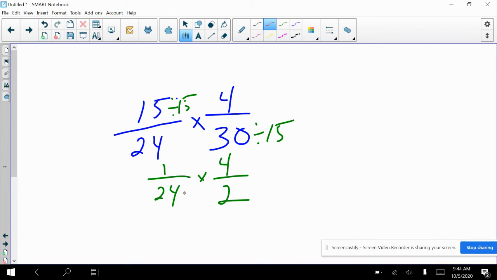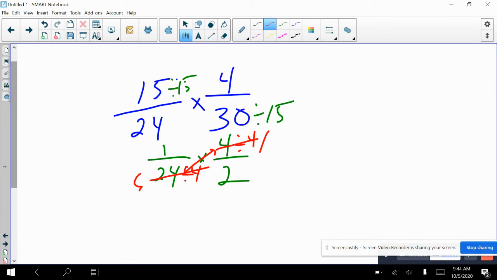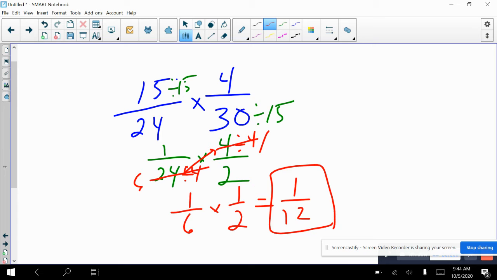Tessa? What goes into 4 and 24 evenly? Andy? Very good. So we'll do 4. This would be 6. This would be 1. So now our real problem that we're trying to solve comes down to 1/6 times 1/2, and we get 1/12. That is a lot better, in my opinion, than 60 over 720 to get down to 1/12.